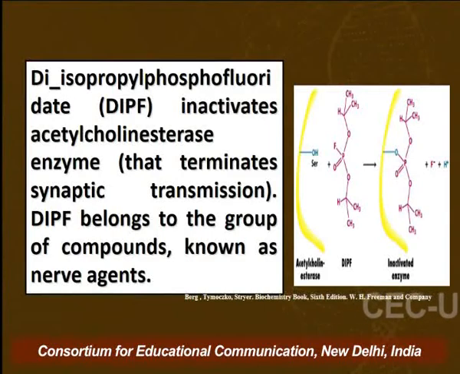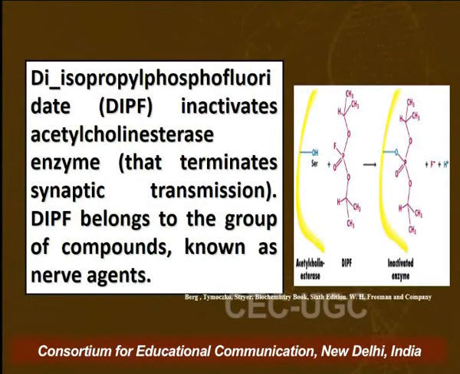Now this is an example which is shown. We can see over here how the enzyme was inactivated. The DIPF, which is the diisopropyl phosphofluoridate, inactivates an enzyme called acetylcholinesterase. Acetylcholinesterase is a very important enzymatic reaction which is present within the synaptic transmission. You can understand that if this particular enzyme is blocked, there won't be any synaptic transmission which can occur.